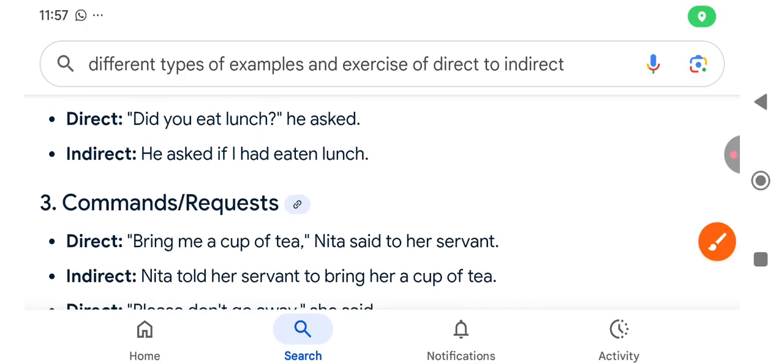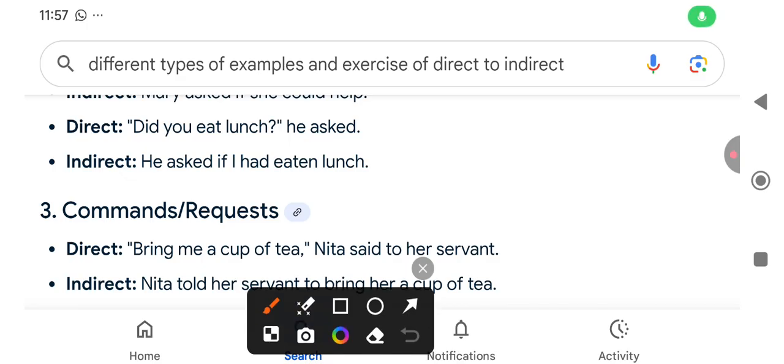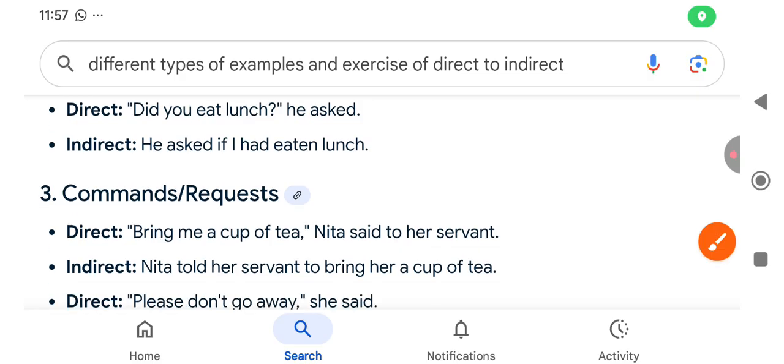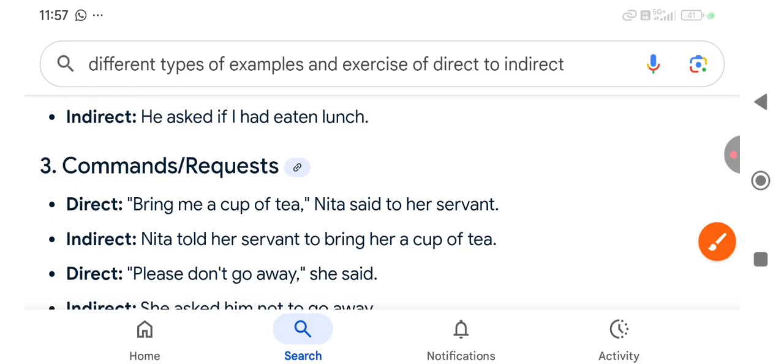Okay. Now again a helping verb. "Did you eat lunch?" That's a helping verb. He asked. So he asked if, conjunction if, I, you becomes I, and did becomes had. Right? So if I had, and had is followed by the third form of the verb, eaten lunch. So what is this? He asked if I had eaten lunch.